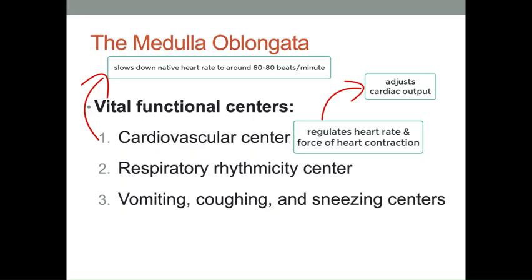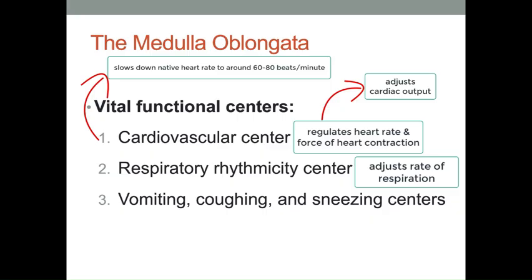The second major nuclei that are found within the medulla is called the respiratory rhythmicity center. And this basically does exactly what the name implies. It basically regulates the rate of respiration. So we can either speed up or slow down our breathing rate through the use of these neurons that are found inside of this nucleus.